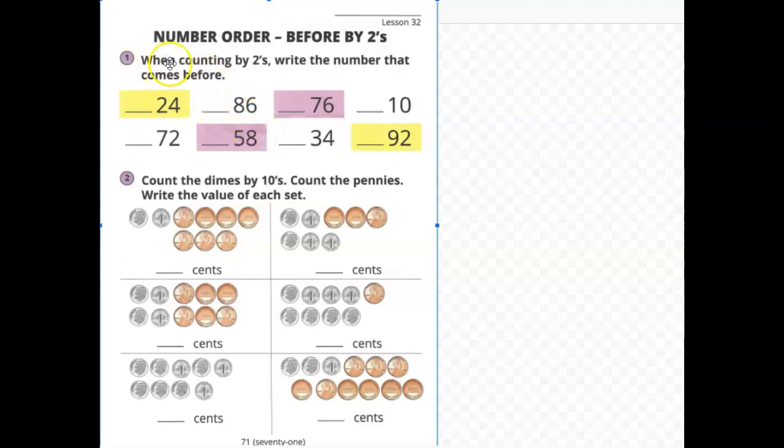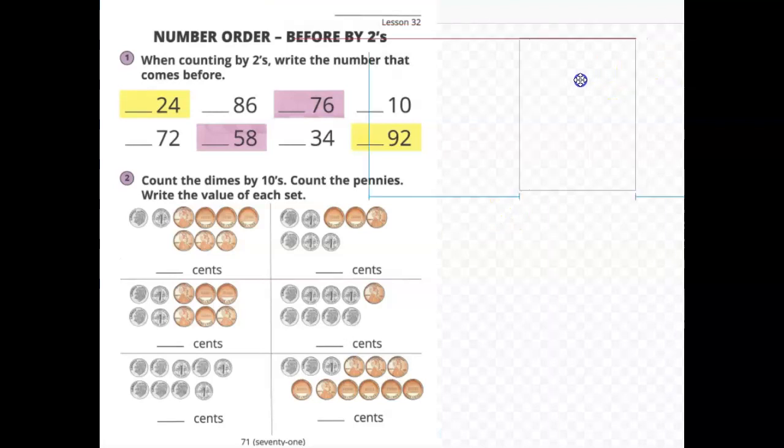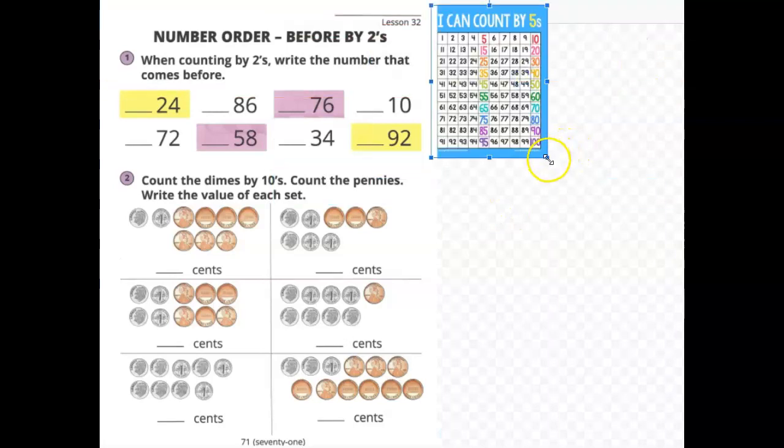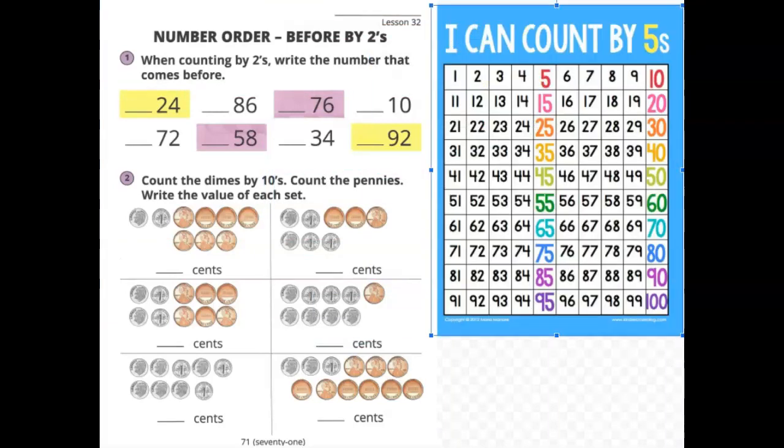All right, number 1, it says, when counting by twos, write the number that comes before. In the past, we've done a lot of skip counting where we count by twos, but we're always going forward. This time, we're going to go backwards. So we have our hundreds chart. Maybe you know your twos, maybe not, but let's pretend we have our hundreds chart.